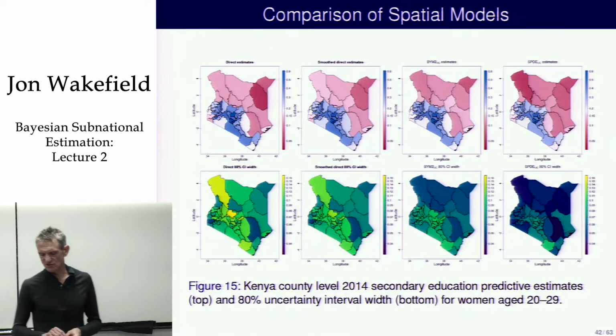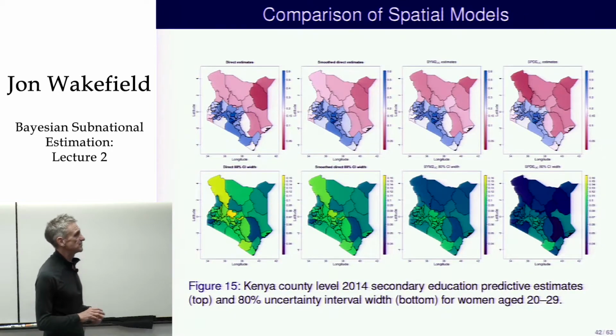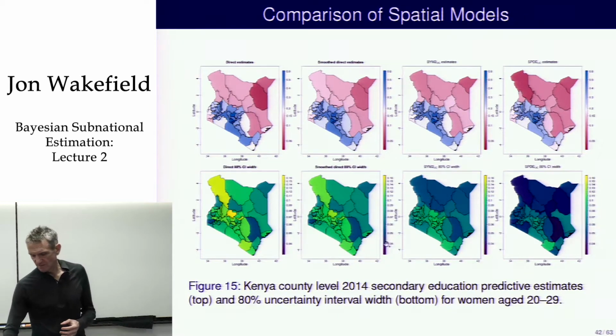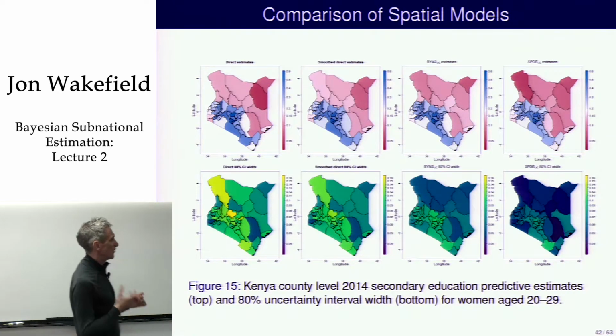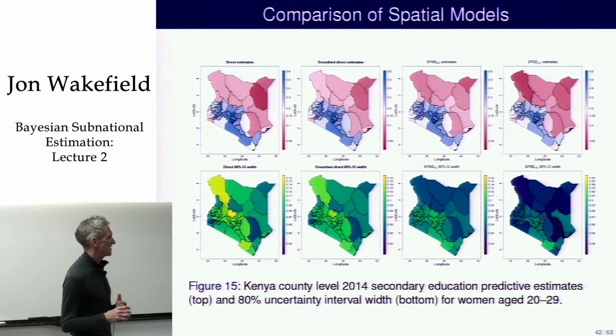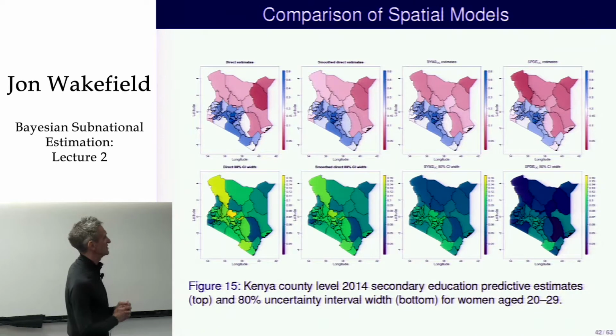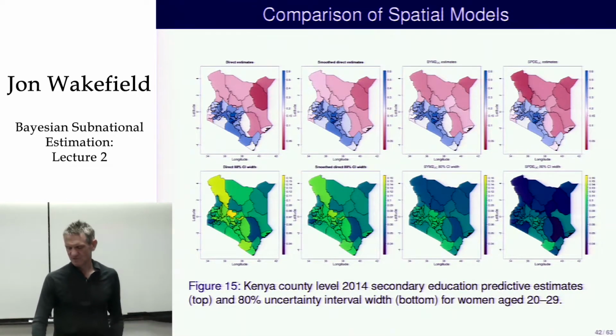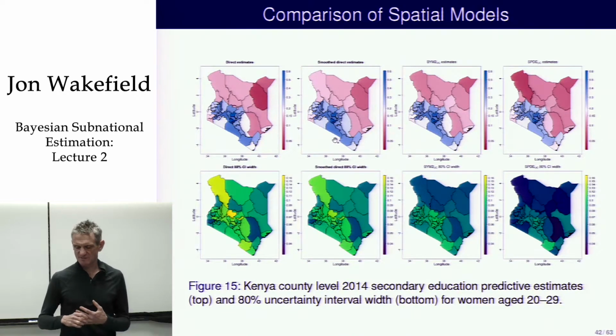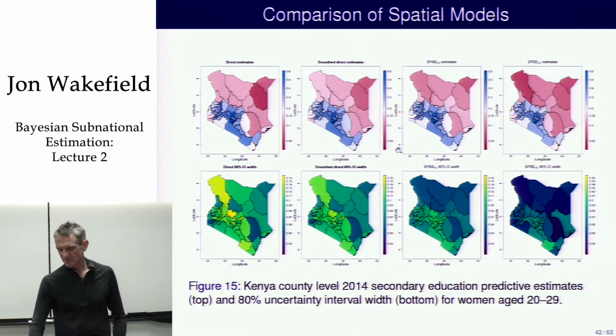Okay, this just shows a comparison of various approaches. This is actually looking at secondary education prevalence for women aged 20 to 29 in Kenya from the 2014 DHS. I won't talk too much about most of these plots; this is for those that are interested. These are the direct estimates, so weighted estimates. These are doing some sort of smoothing of those estimates, so I'll talk about that in my next lecture. But these are the BYM estimates of prevalence levels.